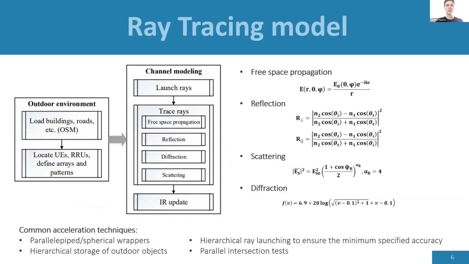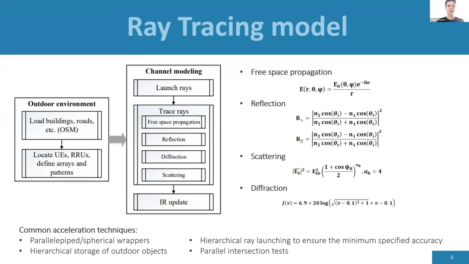So let's move to the ray tracing model, which we used during our simulations. Then we will discuss in more detail the positioning algorithm. We modeled channels via a ray tracing simulator, which was based on an outdoor environment that we got from OpenStreetMap, and we also got the locations of radio remote units from an open map from operators.